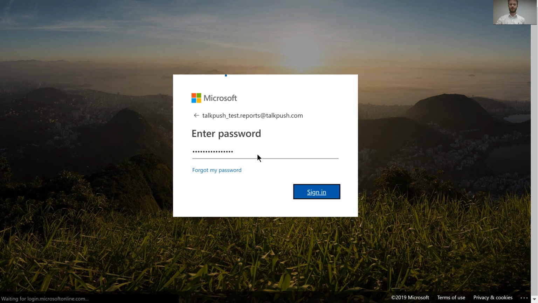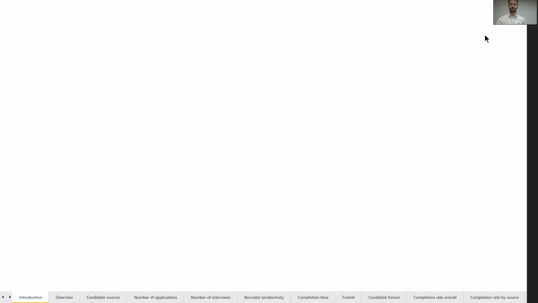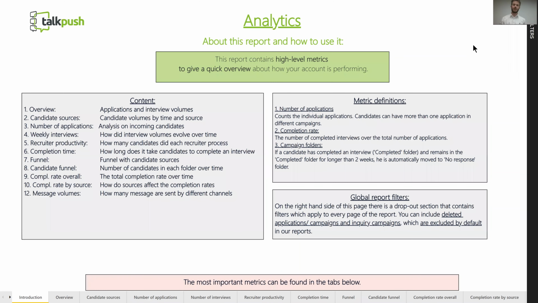Okay, so you log in, and the first thing that you would see is the landing page. It looks like this. And the landing page gives a quick overview about which kind of metrics you can find in this report. Specifically on the left-hand side, you can see a table of contents, which kind of topics are covered, which kind of metrics are covered, and what they mean. And specifically on the right-hand side, we talk a little bit more about the definitions. So for example, if we talk about number of applications or the completion rate, what do we actually mean by that? And that is defined on the right-hand side.